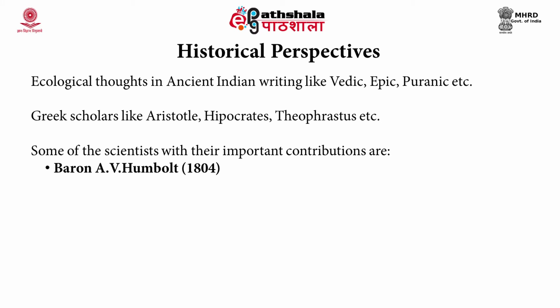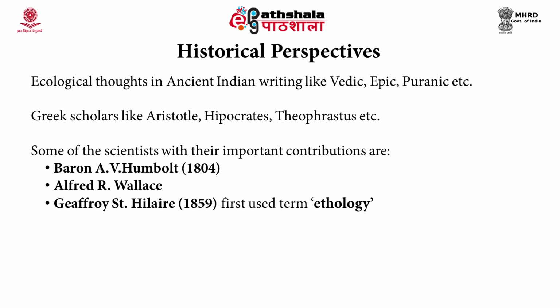Baron A.V. Humboldt in 1804 explored the tropical and temperate South America and published 26 volumes based on the data collected by him. Alfred R. Wallace published 3 books titled: first, The Malay Archipelago; second, The Geographical Distribution of Animals; third, Island Life.